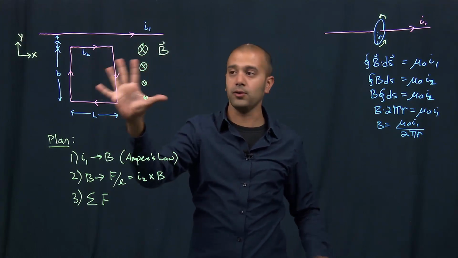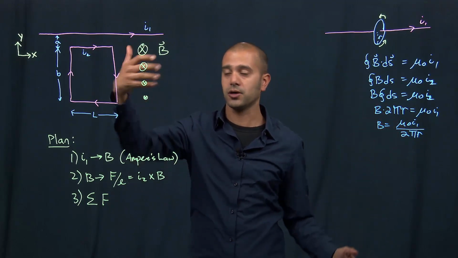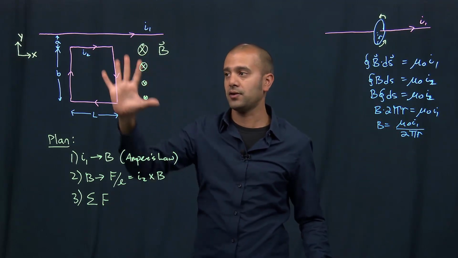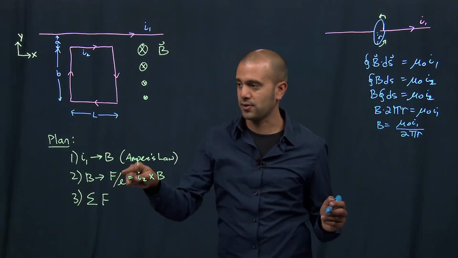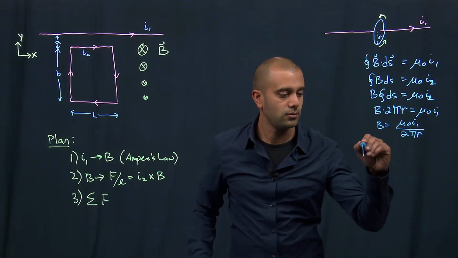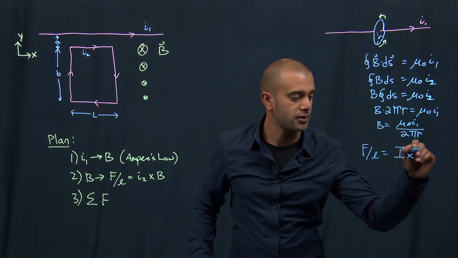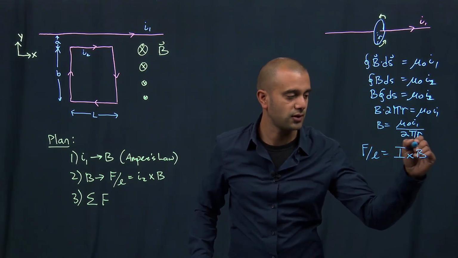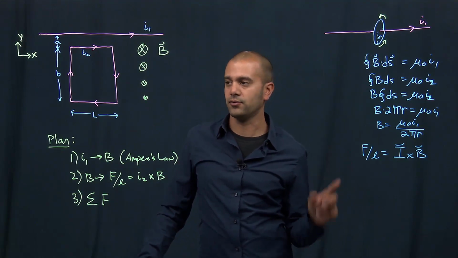Okay, so we have the field. We know the exact mathematical form of the field itself. We also know which direction it points. Now using that, we can find the force upon that loop. So the next step, which is step 2, is to find the force per unit length on each part of the wire. Right, so the force per unit length will equal the current crossed with the field, which we just found. And before we do that, we want to get an idea of the directions of the forces.